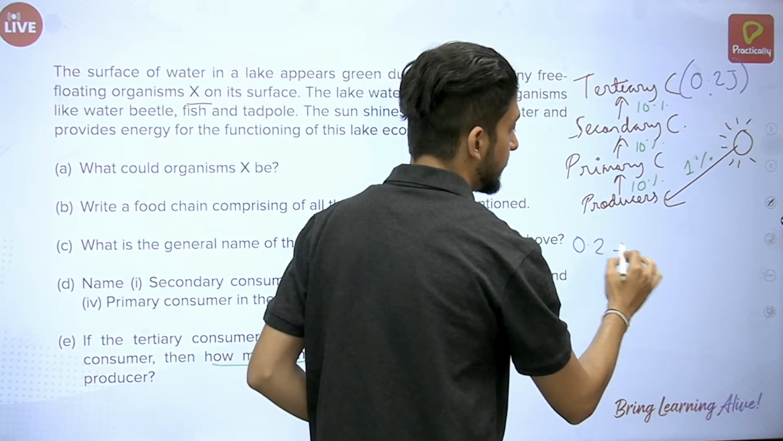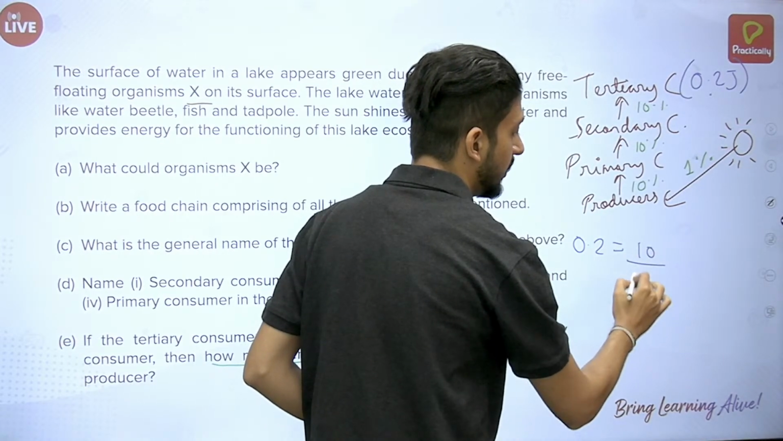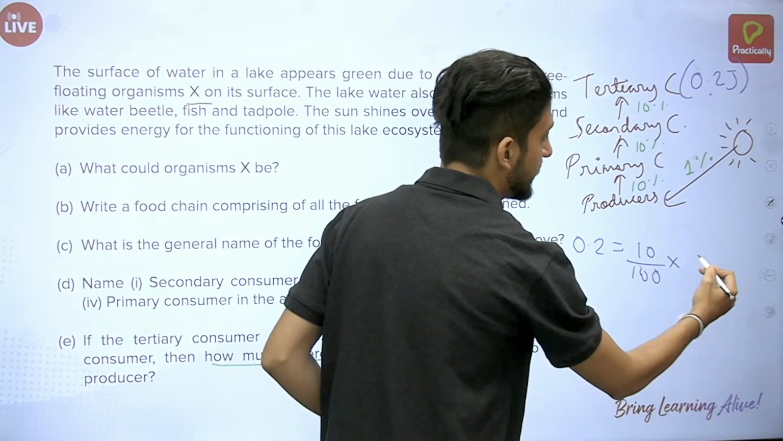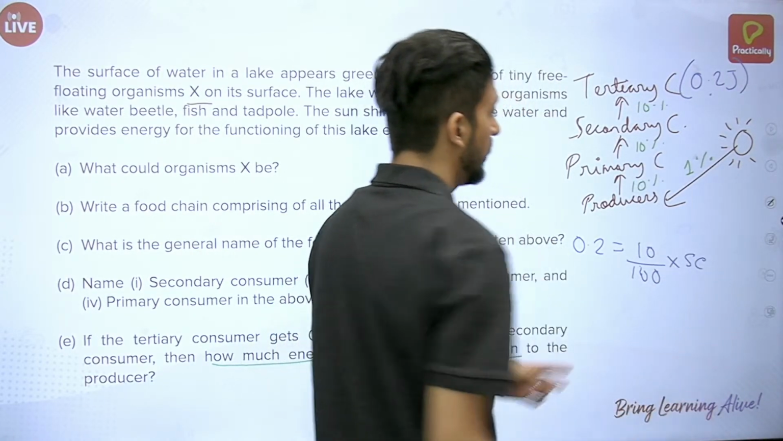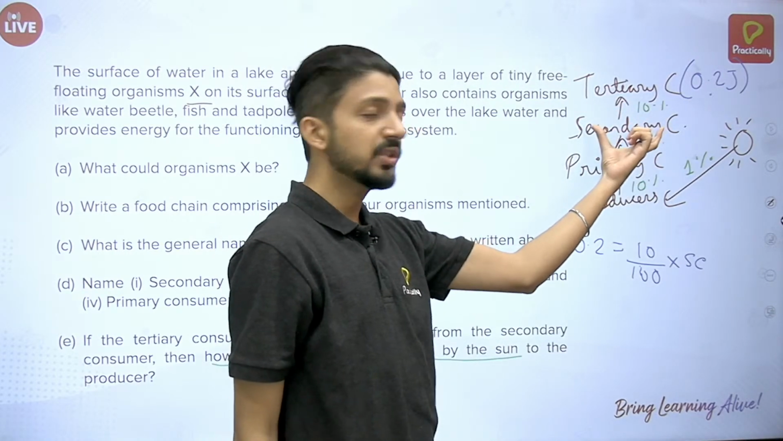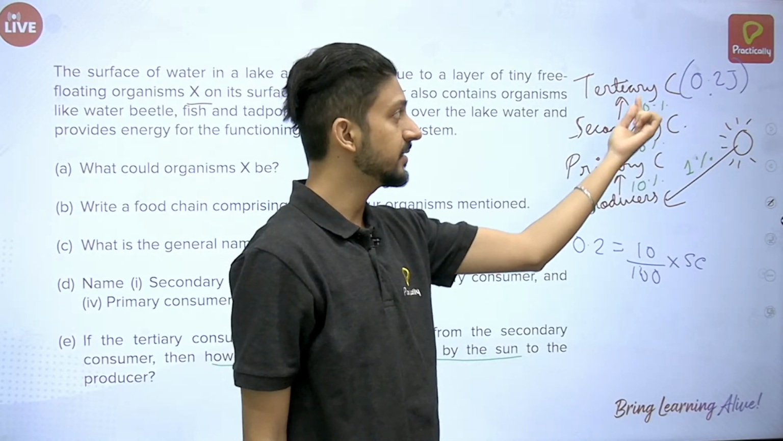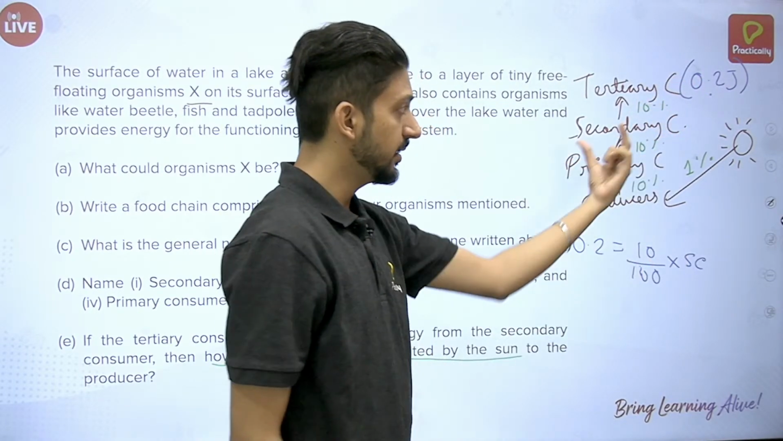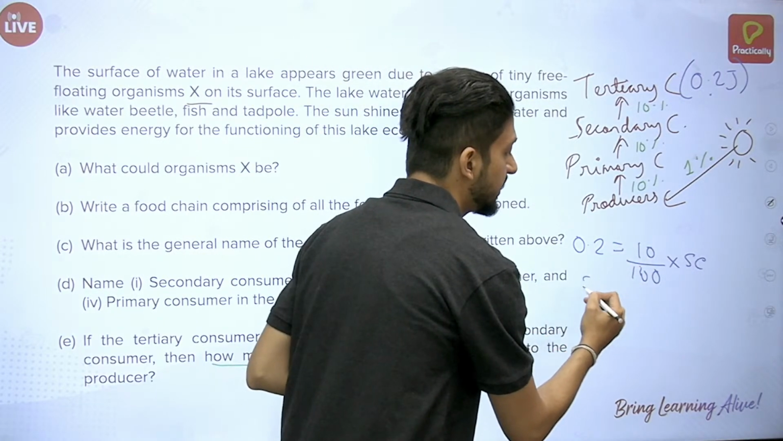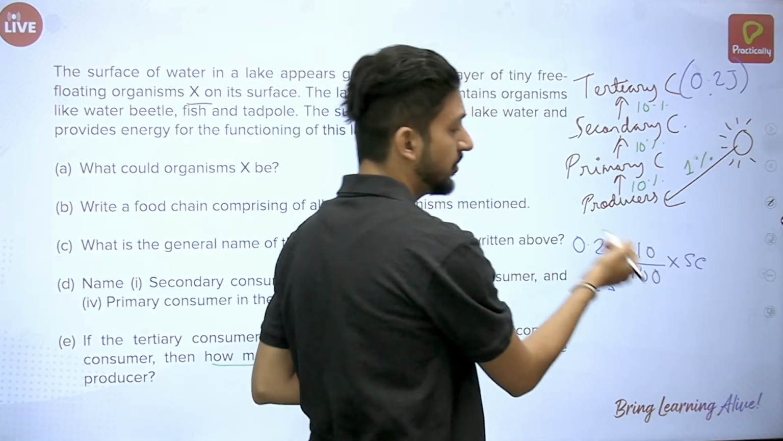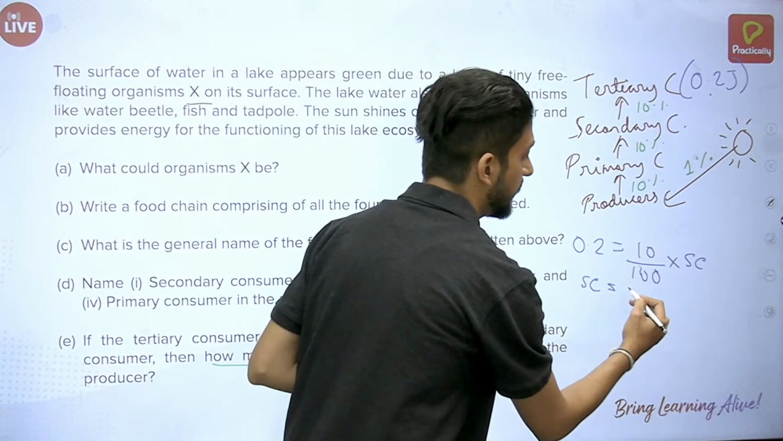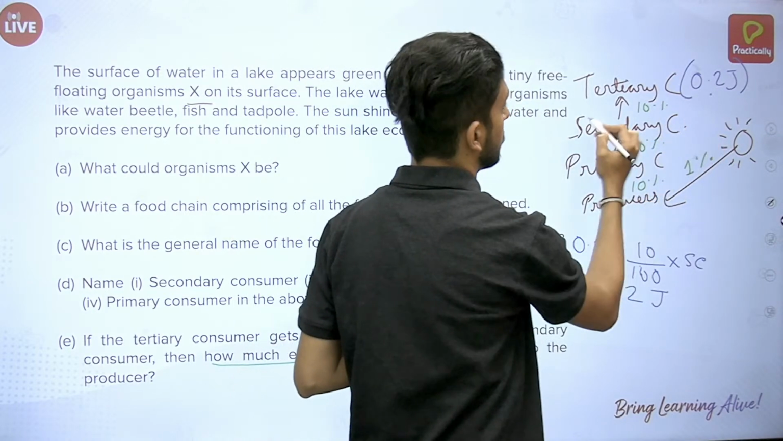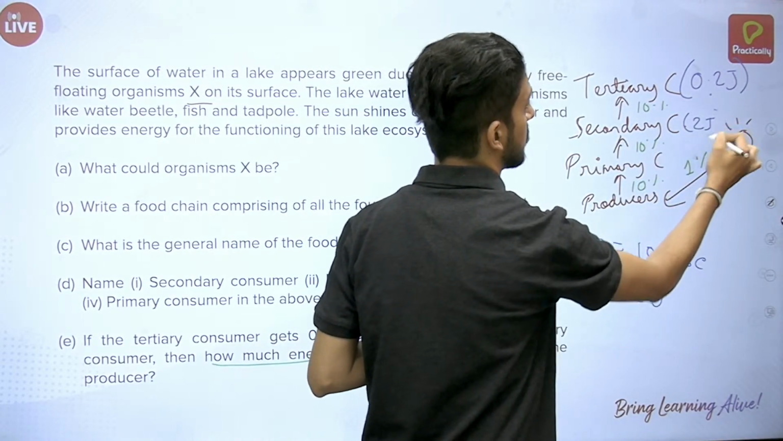0.2 is 10%. 10% is nothing but 10 by 100 of, I'm writing secondary consumers as SC over here. Okay? So first we have to find out how much energy the secondary consumer is getting. That is, 0.2 is 10% of the secondary consumer's energy. Apply simple mathematics, it will be 2 joules, right? Secondary consumer will have 2 joules, okay?